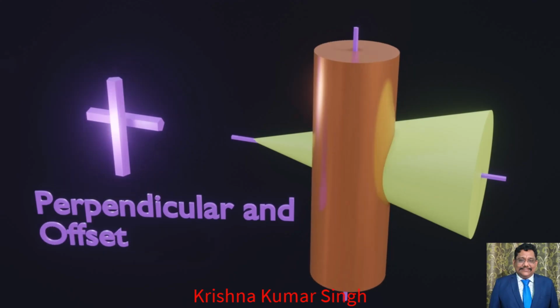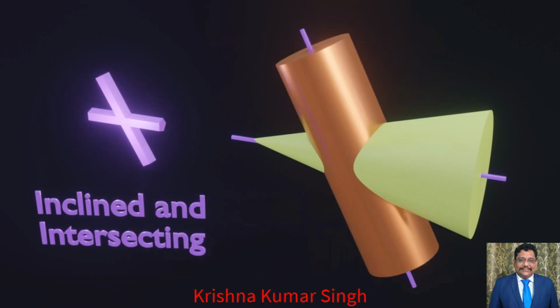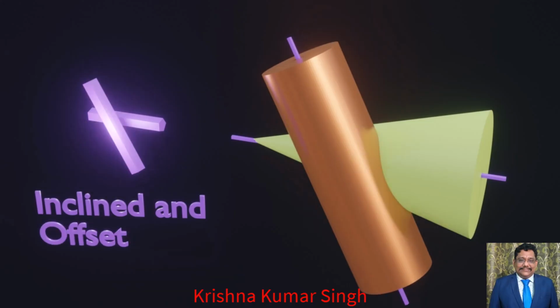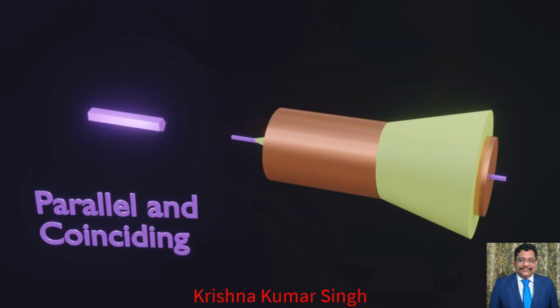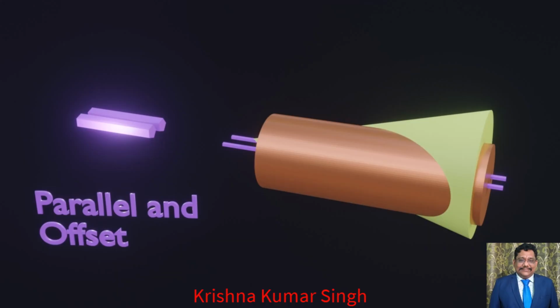Case 2, axes are perpendicular and offset with each other. Case 3, axes are inclined and intersecting with each other. Case 4, axes are inclined and offset with each other. Case 5, axes are parallel and coinciding with each other. Case 6, axes are parallel and offset with each other. These are the various possibilities and we shall explore them in the next video.